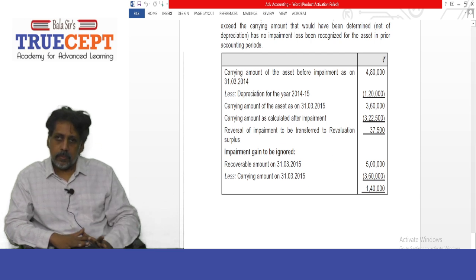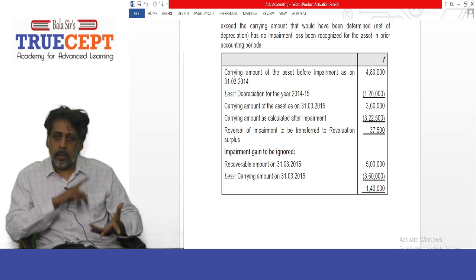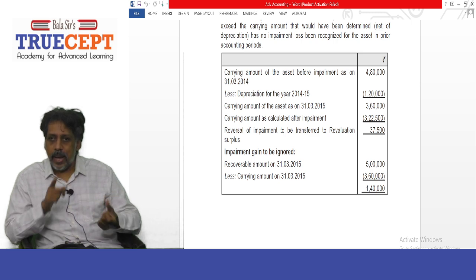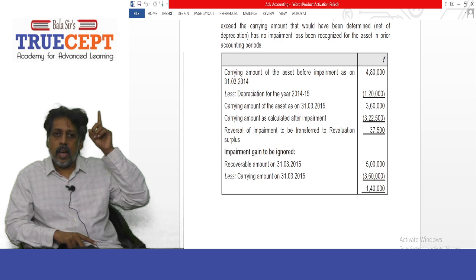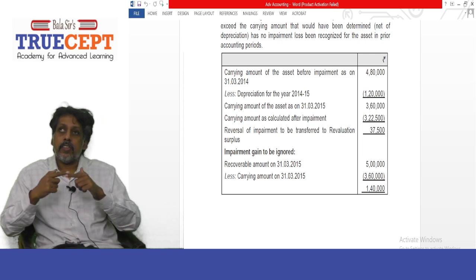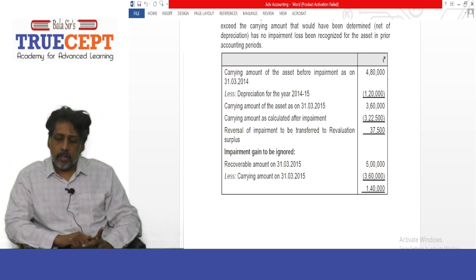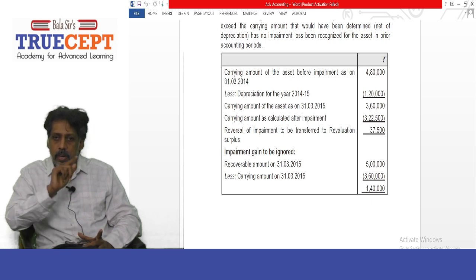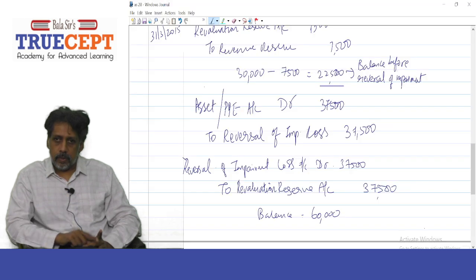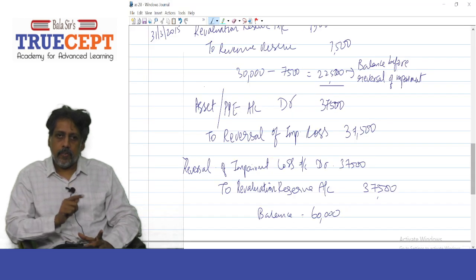It will be ignored. Impairment gain to be ignored. Recoverable amount 5 lakh, less carrying amount 3,60,000, so 1,40,000. Impairment gain to be ignored. You shouldn't say impairment gain, the standard doesn't use that word. But still, anyway, you can say the reversal of impairment loss between 3,60,000 and 5 lakh can be ignored. Is that fine? Yes, sir. Now, can you write these three numbers, Renuka, on the screen? I'll just clarify this and we'll end the video.